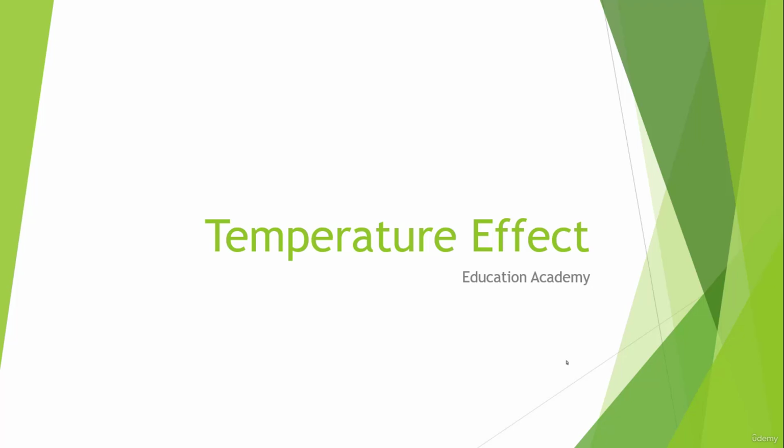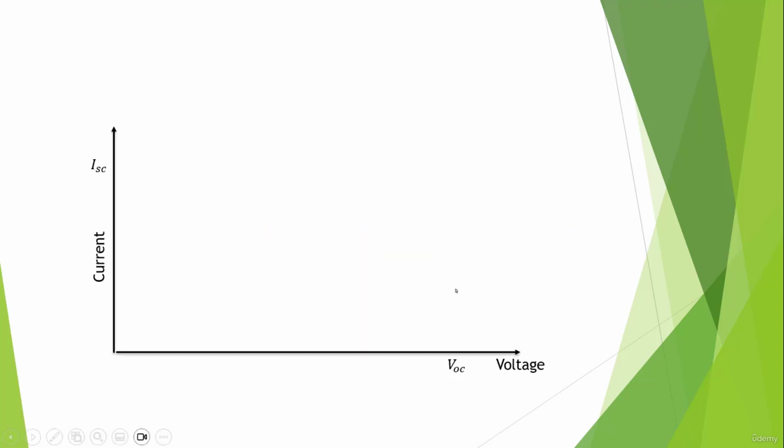So let's begin. In the previous lecture, we understood the relation between the output current and the output voltage of any solar cell. And we understood that it follows this equation. The output current I is equal to I_PH minus I_0 times the exponential of Q times V over K_B times T minus 1.